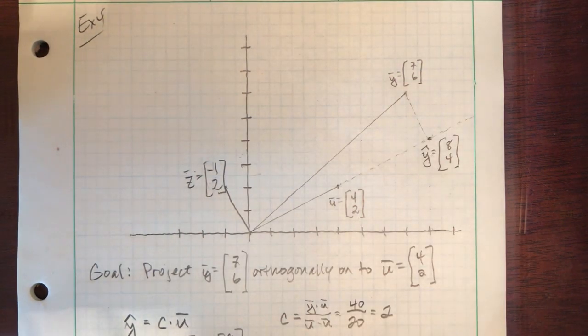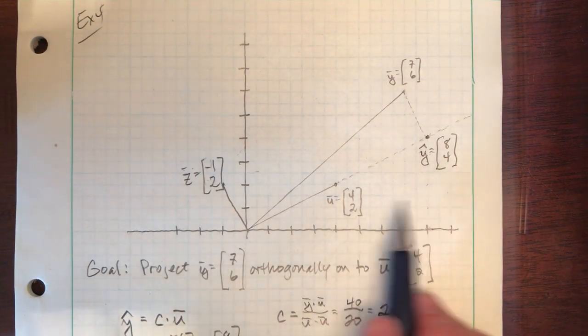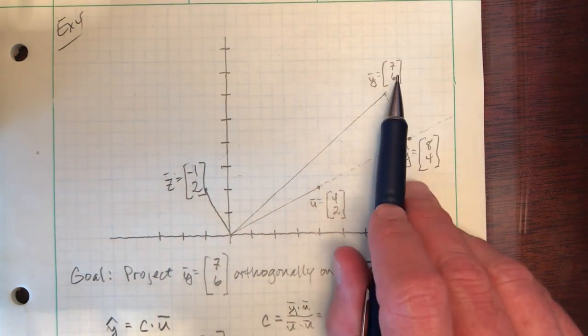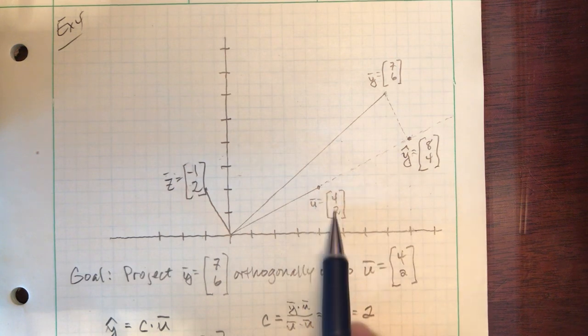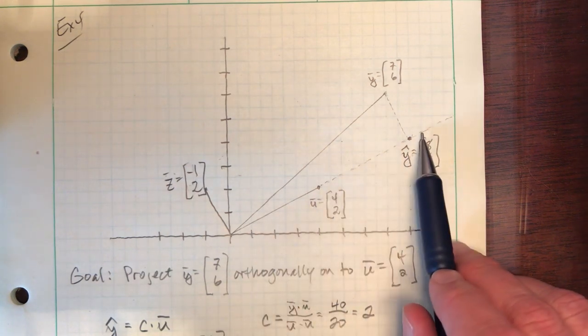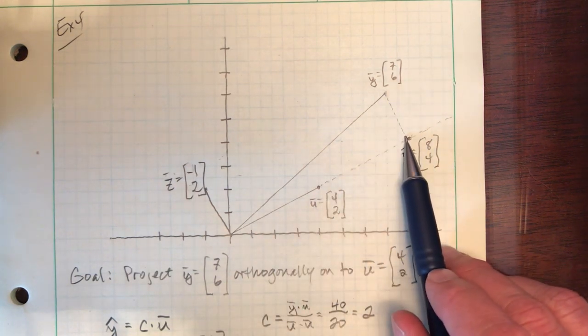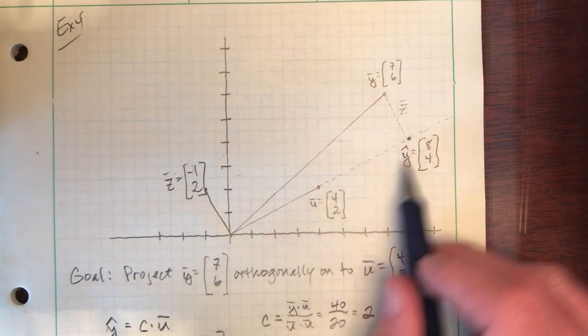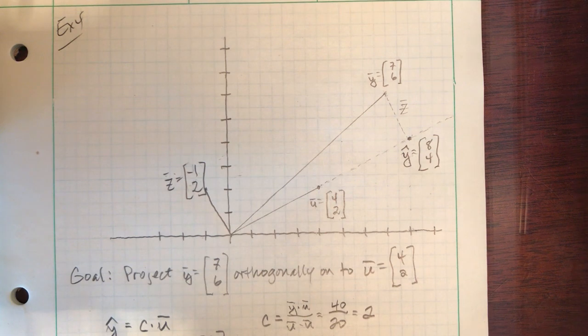Okay, so put it all together. I've got 4 vectors all floating around. What was my original goal? Was to project 7, 6 onto 4, 2. I first had to scale it out. We projected it down, and now this little piece right here, that z vector, completes the orthogonal connection.